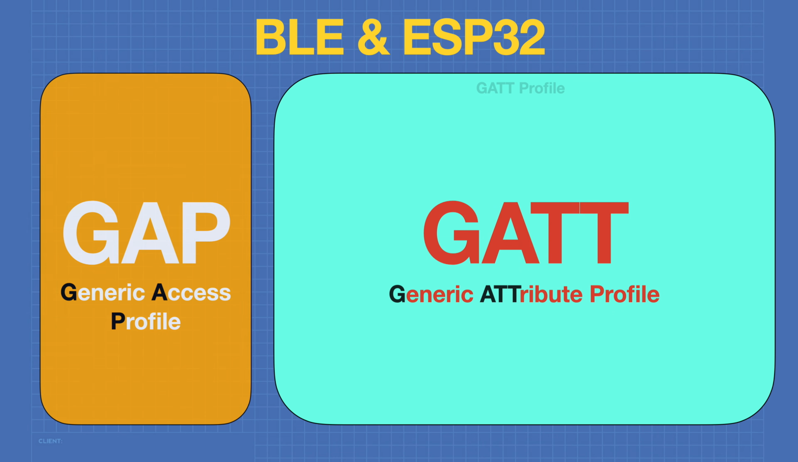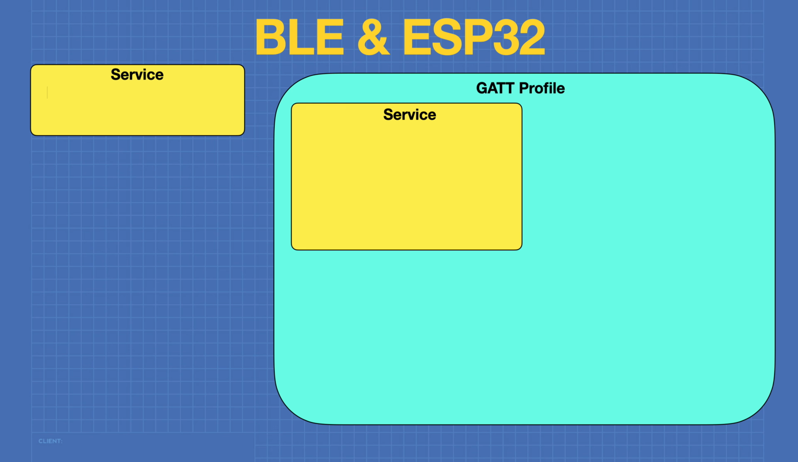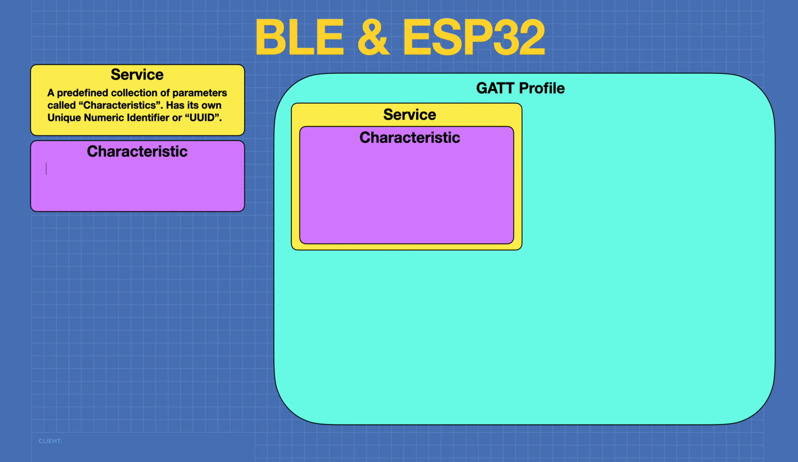Once we've established a connection, we use the Generic Attribute Profile, or GATT, to determine how the data is actually transferred. A GATT profile consists of one or more services. A service is a predefined collection of parameters which are called characteristics. The service will have its own unique numeric identifier, or UUID. A characteristic is a group of attributes.